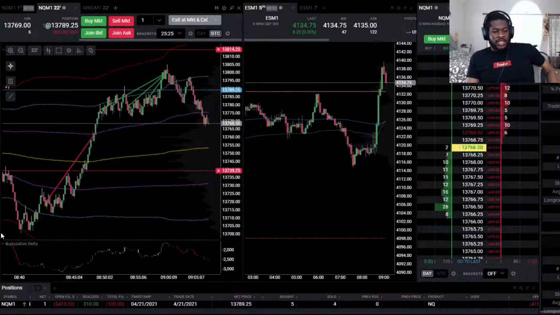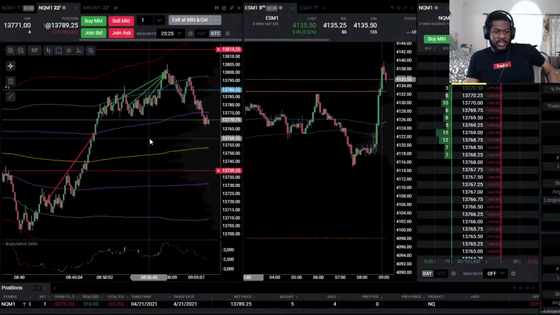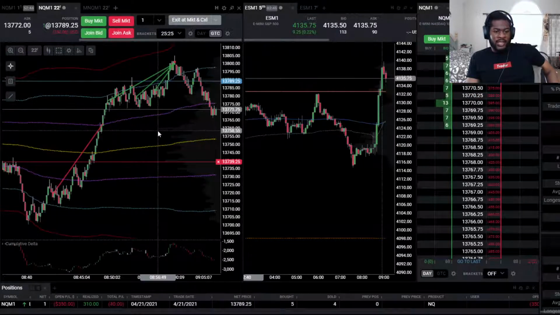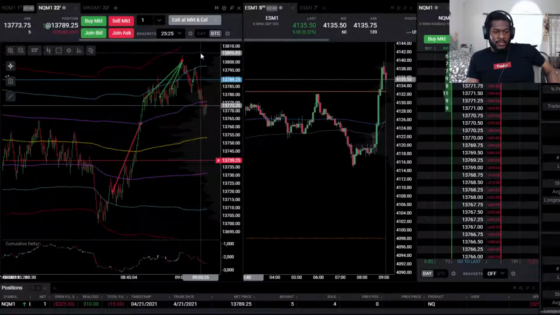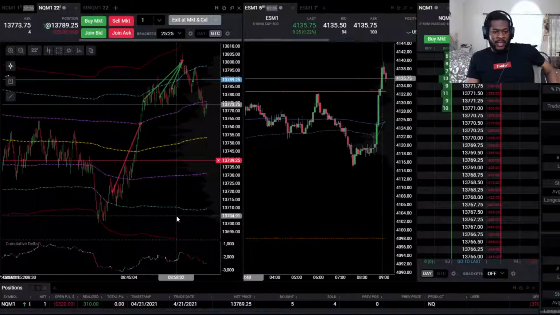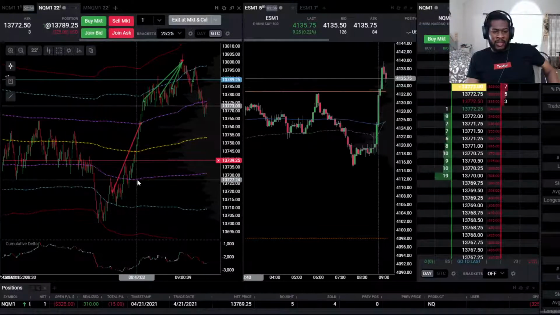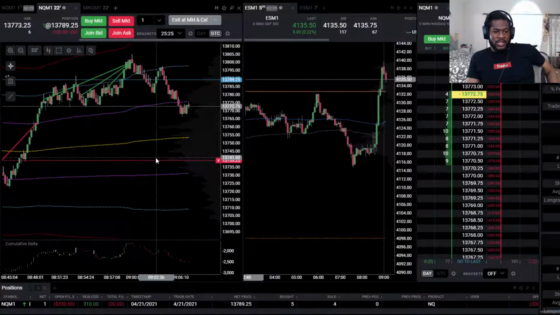My only apprehension here is, as much as I want to say this is a big push and it should be able to continue back to the upside, the Nasdaq is capable of ranging from 805 down to 705. That's basically 100 points, and the Nasdaq is more than capable of rotating up and down 100 points all day long.